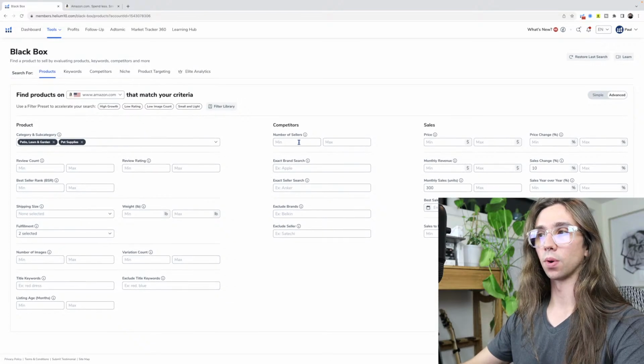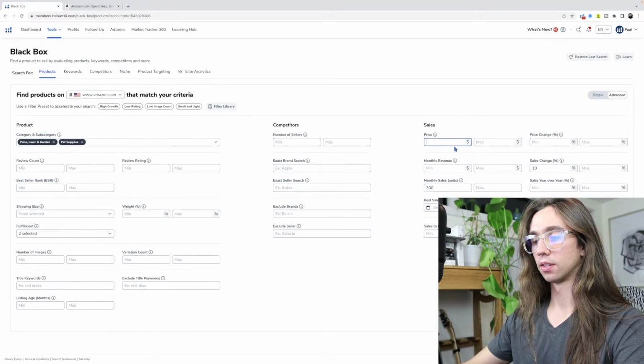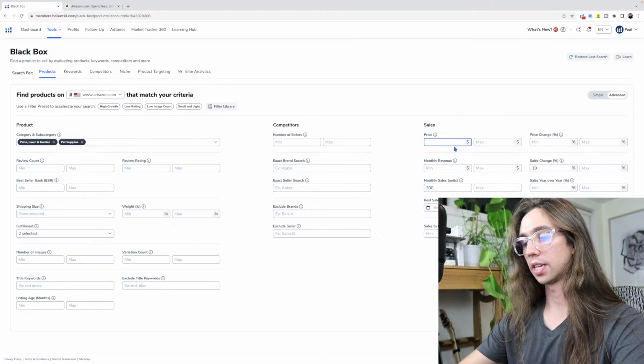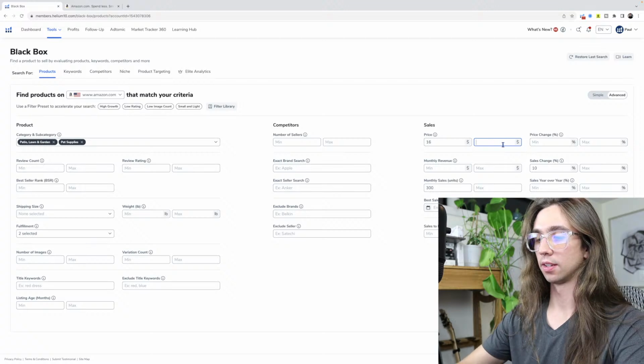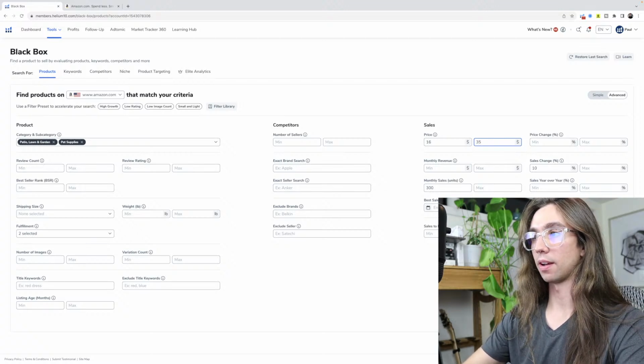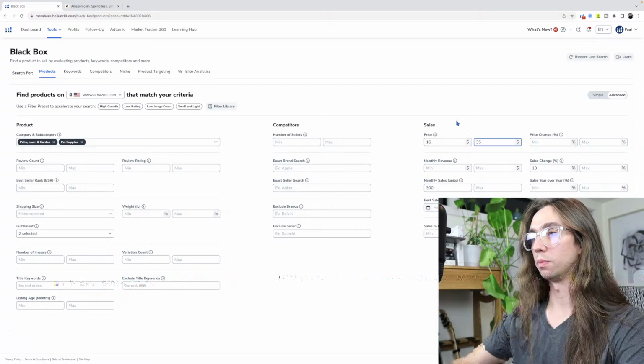We're going to be going for price. Let's go for slightly higher today. I usually do like 11 or 12. Let's go 16. And it'll be pretty specific. We'll go 35. So $34.99 will be included.